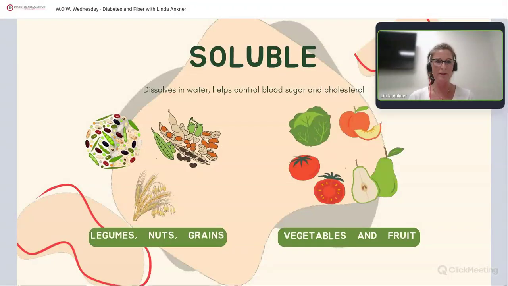The key benefits of soluble fiber is to help slow digestion, regulate blood sugar, lower your bad cholesterol, and feed a healthy gut. And then we'll talk about some common food sources in just a moment.